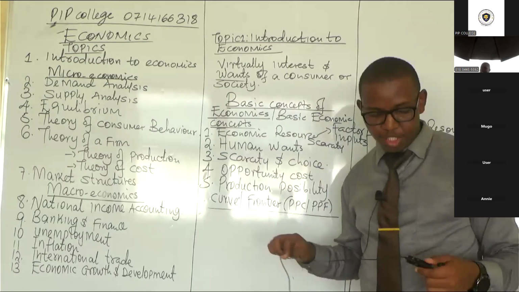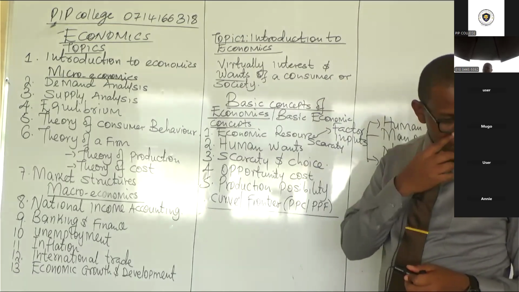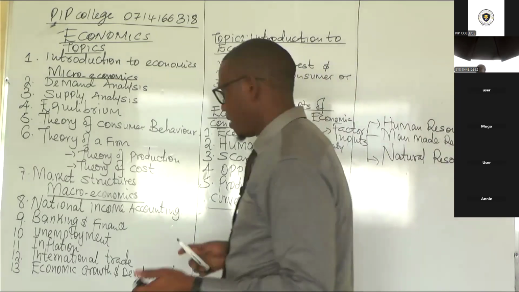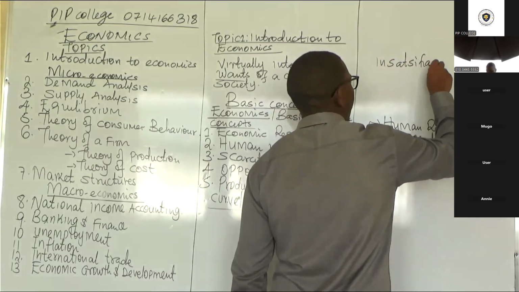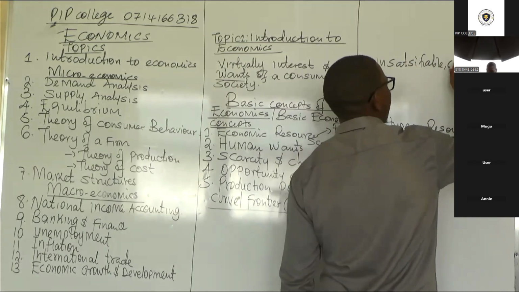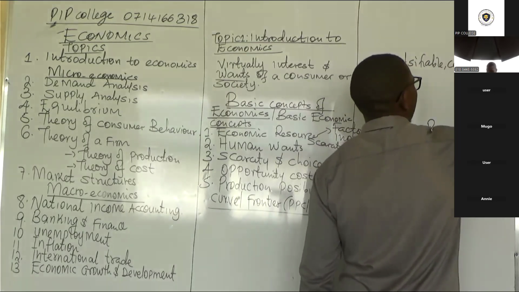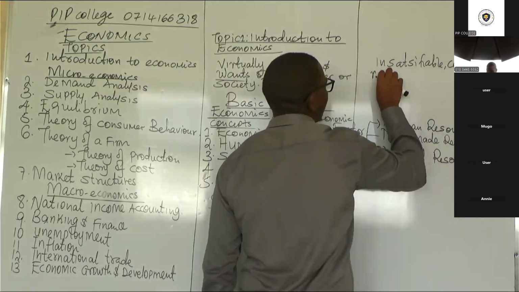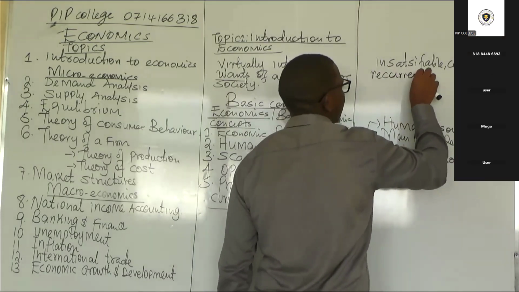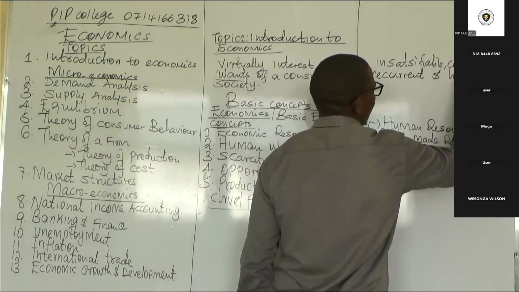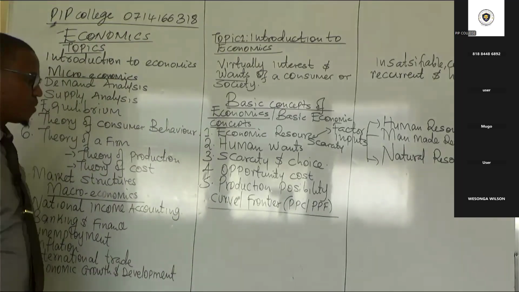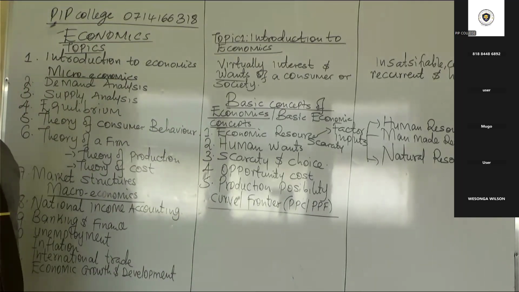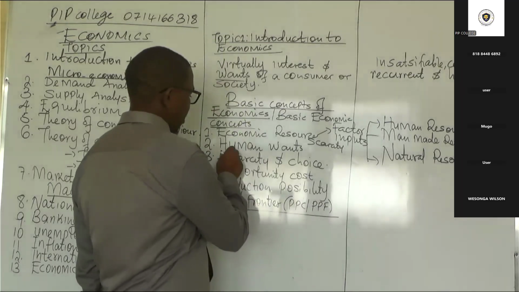insatiable, competing, we also talk of them being recurrent and habitual. Recurrent and habitual. That is on human wants.